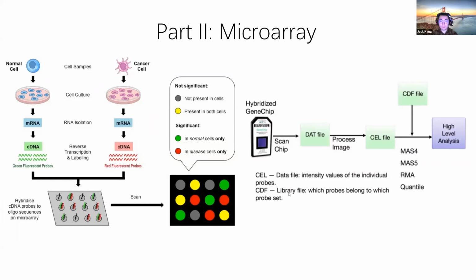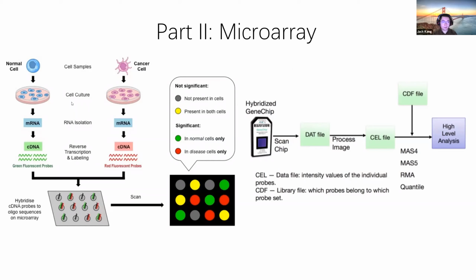So for part two, we will focus on differential expression and differential methylation of genes using microarray data. So this is an overview of the microarray mechanism. Microarray is kind of an old way of measuring gene expression before the rapid development and adoption of RNA sequencing. So the basic idea is shown here.